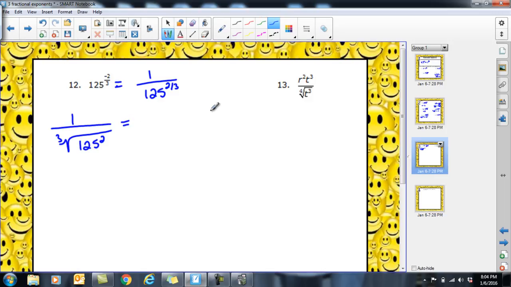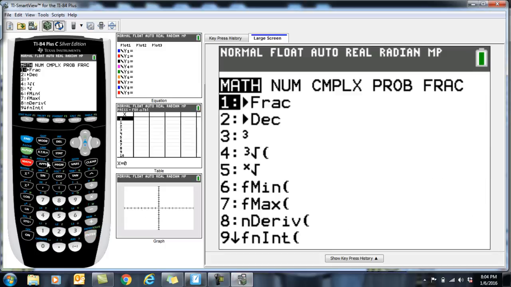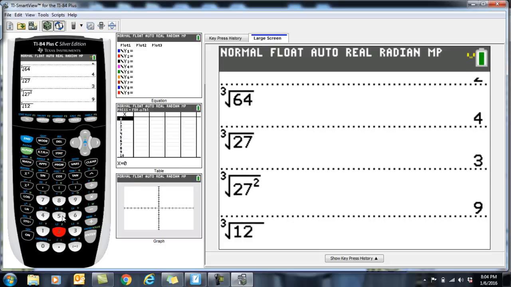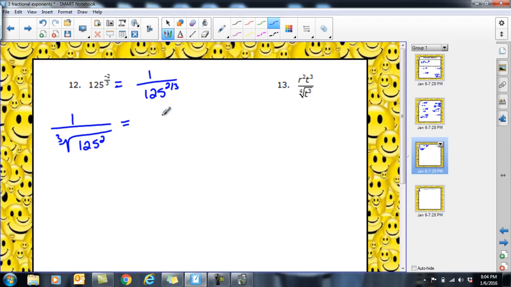So I'm going to grab my calculator and I'm going to find the cube root of 125. I'm going to hit the right button first. So you have math number 4, and I want the cube root of 125, which is 5. So my answer here becomes 1 over 5 squared, because the cube root of 125 is 5, and then I still have to square that. So this answer becomes 1 over 25.